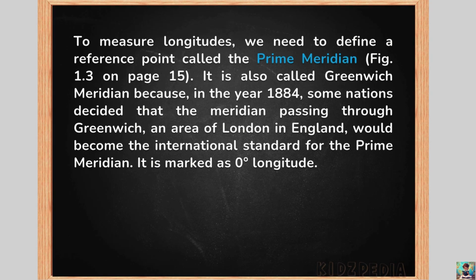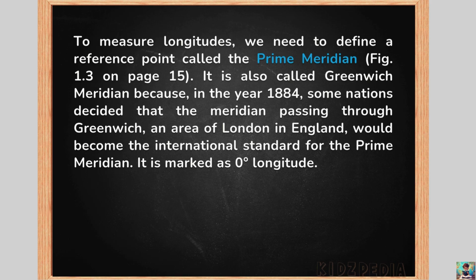To measure longitudes, we need to define a reference point called the prime meridian. Figure 1.3 on page 15. It is also called Greenwich Meridian because in the year 1884, some nations decided that the meridian passing through Greenwich, an area of London in England, could become the international standard for the prime meridian. It is marked as 0° longitude.